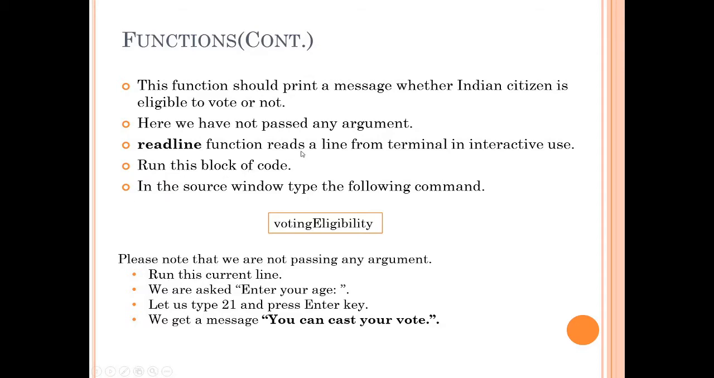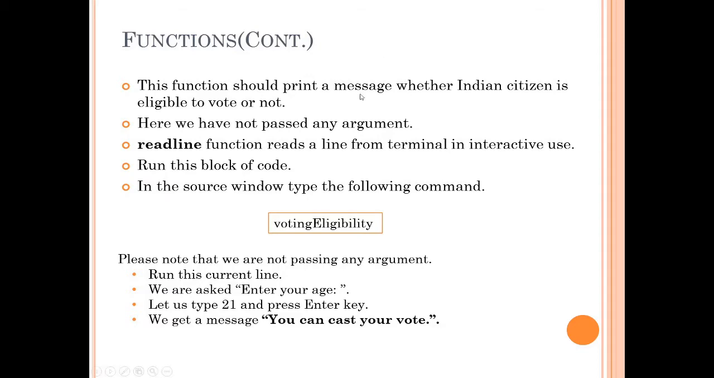As you can see here, the readLine function reads a line from the terminal in interactive views. So it reads everything as a line, that is, as a string. That's why we explicitly converted our value into an integer using the as.integer function.